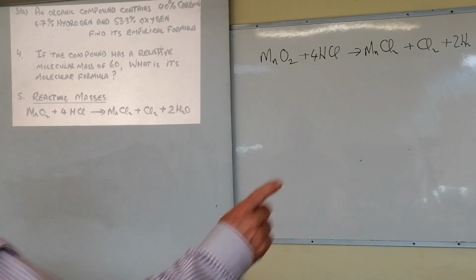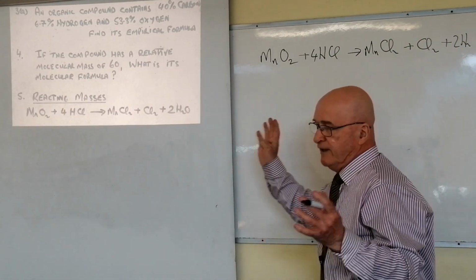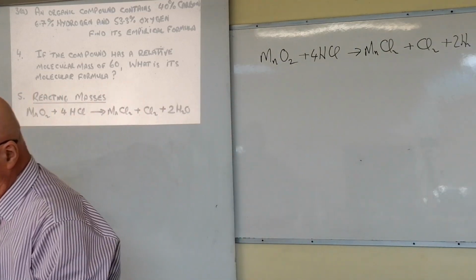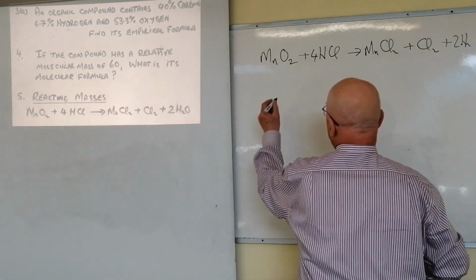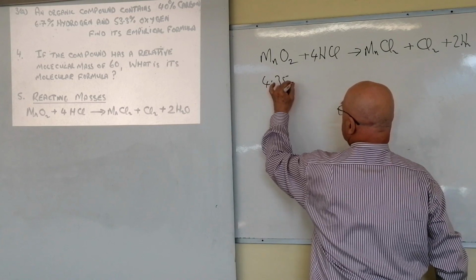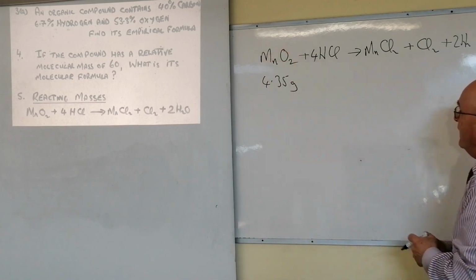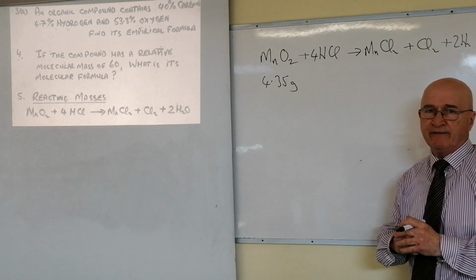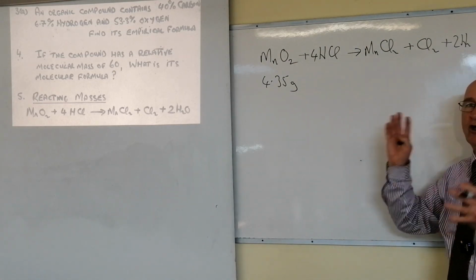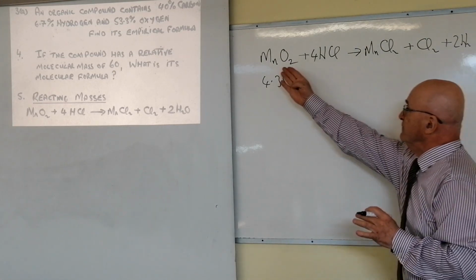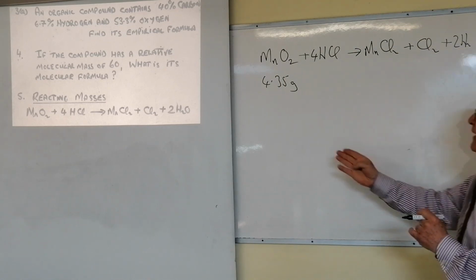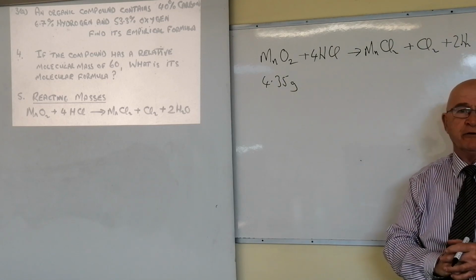Now, sorry, it's important you can read this and you can see where we're going. They'll say to you in the course of the question that 4.35 grams of manganese(IV) oxide were reacted with hydrochloric acid and produced chlorine gas according to the following equation. So you're given a full balanced chemical equation and you're given one quantity, the limiting reagent.